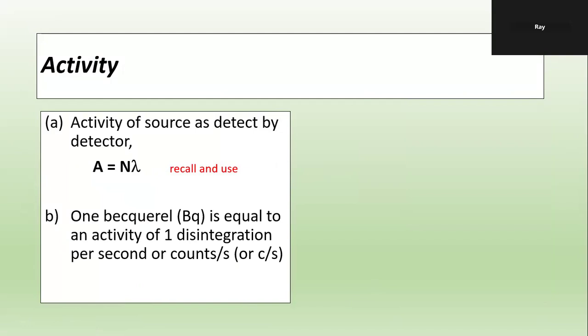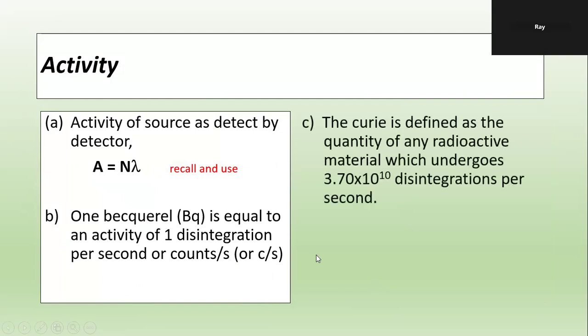1 becquerel is equal to the activity of 1 disintegration per second, or counts per second. Curie is defined as the quantity of any radioactive material which undergoes 3.7 times 10 to the power 10 disintegrations per second. It will be given to you if it's required for you to convert to Curie.